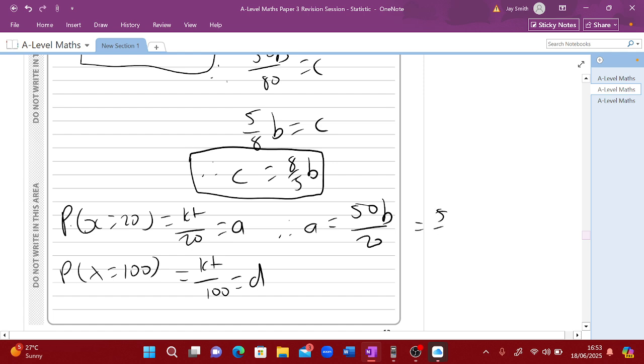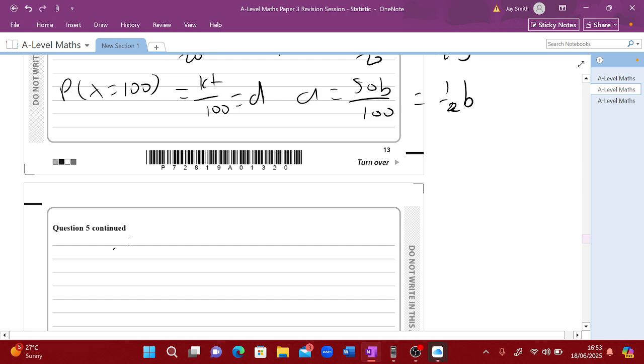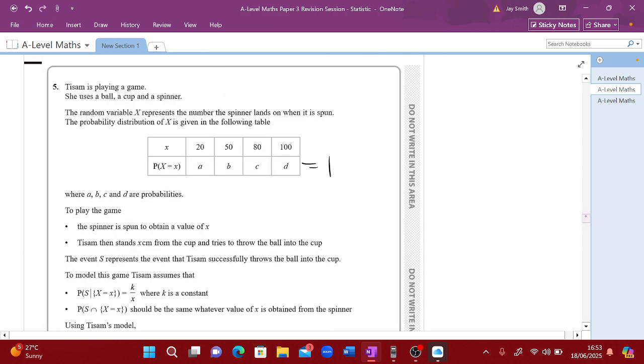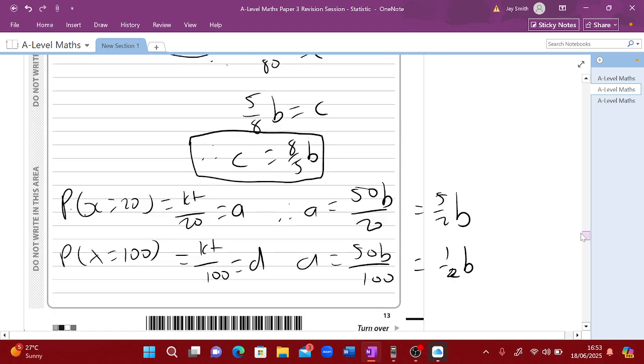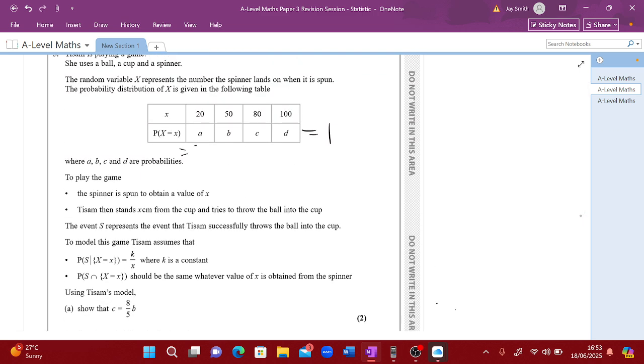So that's going to be 5 over 2b. And likewise, D is going to be 50b over 100, so that's going to be a half b. But now I can substitute that in. So this is B here. Then A we saw was 5 over 2b. C was 8 over 5b, we worked out before here. And then D was a half b.